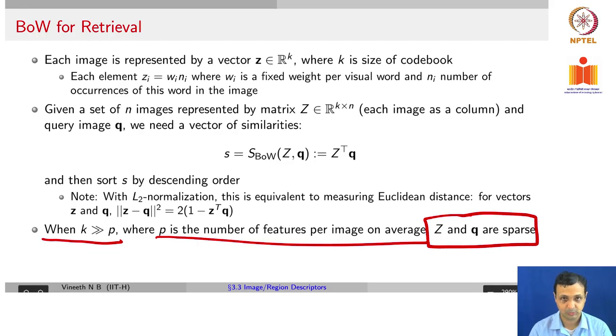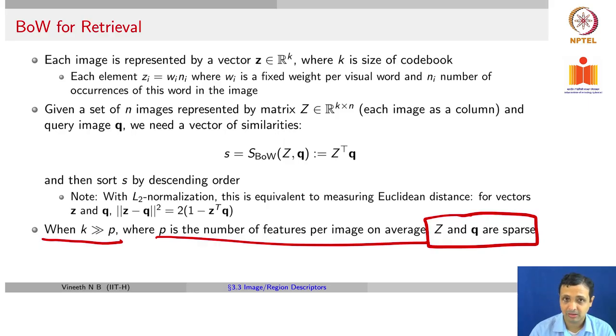Why? If you have 1000 visual words and say 100 in each image, then obviously there are going to be quite a few, at least 900 in a given image, that will have 0 count, because those visual words do not exist in this image. Remember, K is the number of visual words and P is the number of features in a given image. So if K is much greater than P, both Z and Q are going to be sparse.